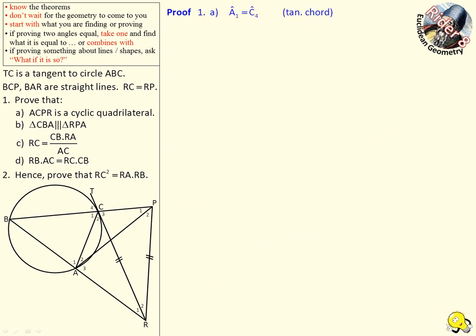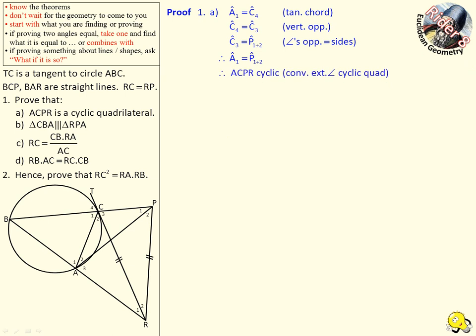So we go through our thought process. A1 equals C4, tan chord. C4 equals C3, vertically opposite. C3 equals P1 and 2, angles opposite equal sides, or isosceles triangle. And therefore we have A1 equaling P1 and 2. Which gives us our cyclic quad by converse exterior angle cyclic quad. Remember the theorem says cyclic, therefore angles equal. This is saying angles equal, therefore cyclic.